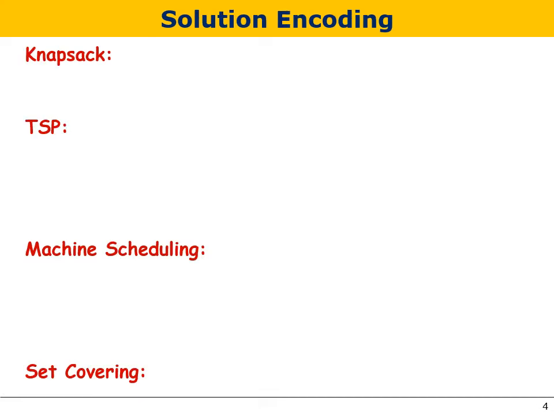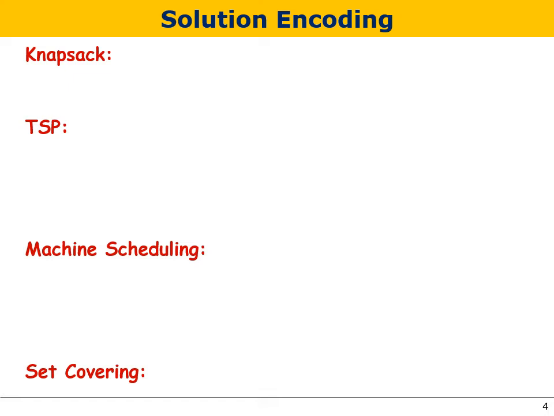Now I want to talk about an important aspect of these heuristic algorithms. That's called solution encoding. Encoding means how we represent the solutions. For example, if you are going to explain a solution to someone else, what will you say? How will you report the solution to someone else?